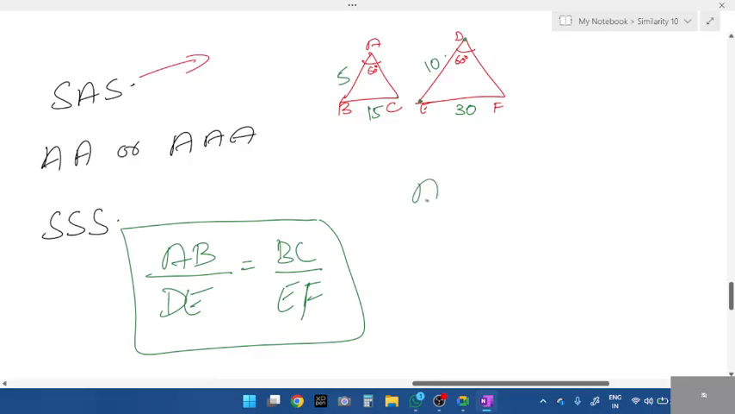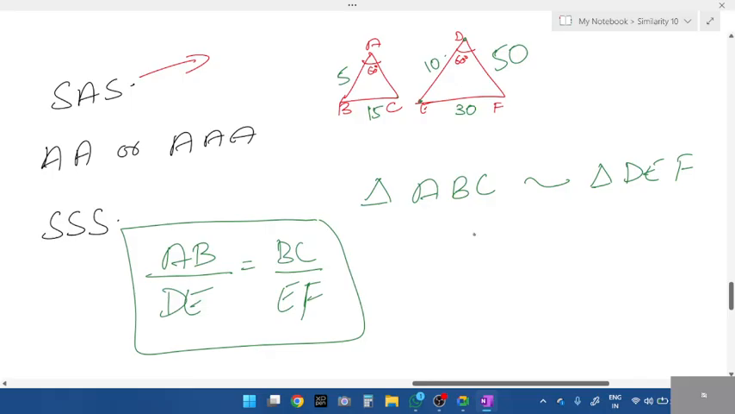The meaning of that is triangle ABC is similar to triangle DEF. This is the symbol. Now, if we need to find the third side, students, I'll give DF as 50. We need to find the value of AC.